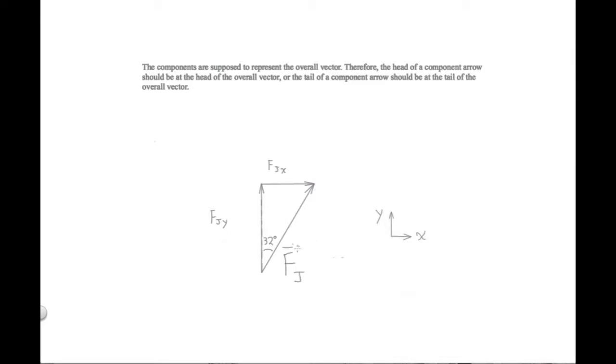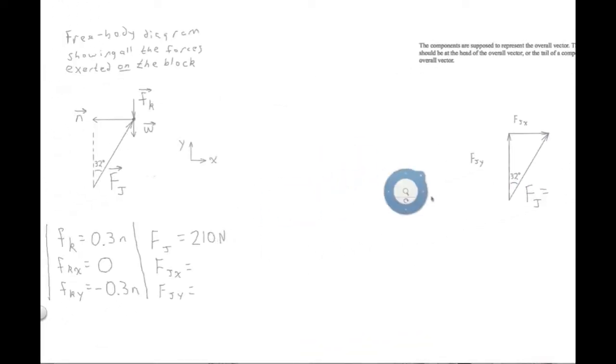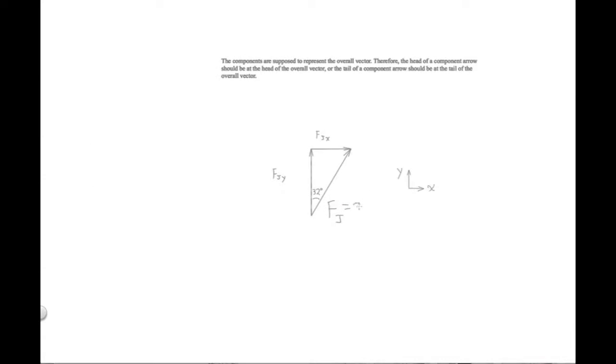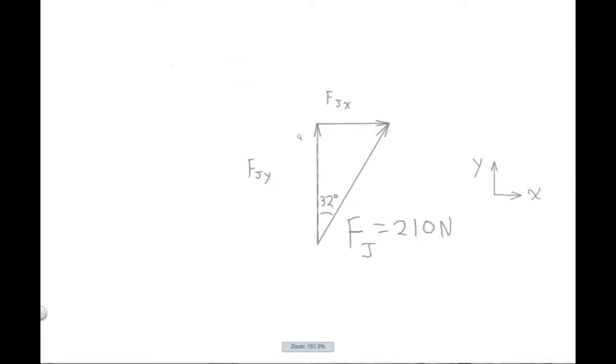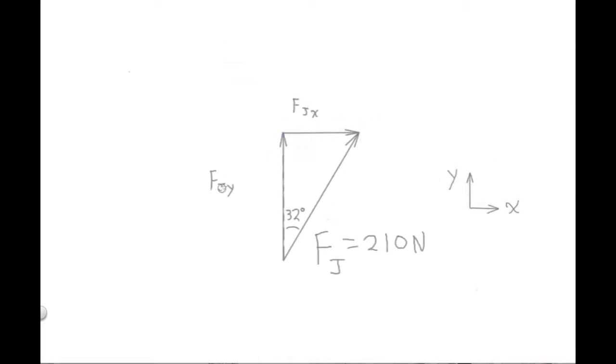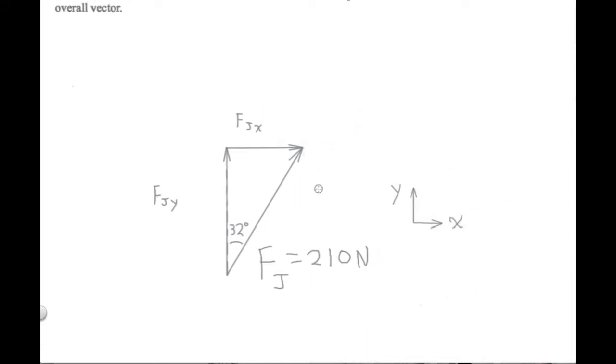Now I'll go ahead and shift to this symbol here and say that the magnitude for F sub J is 210 newtons. That represents the length of that side. I shifted to this symbol because now I'm just writing the magnitude. Remember that before we do the magnitudes of the components, we should do their signs. So the x component points to the right, which is our positive direction, and the y component points up, which is also our positive direction.